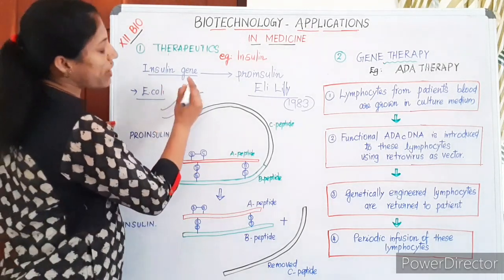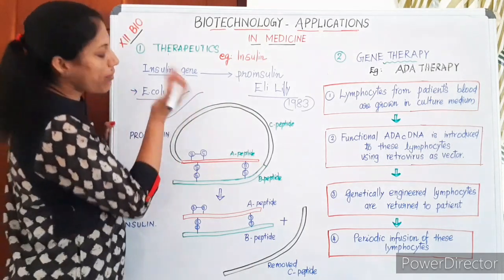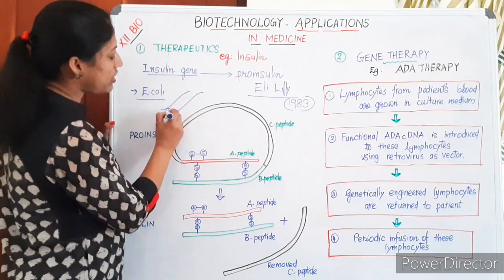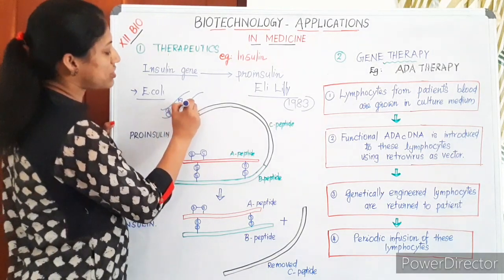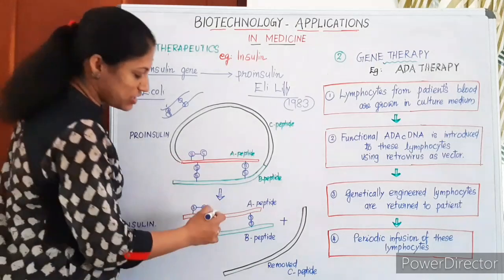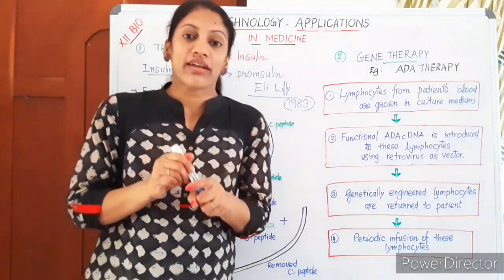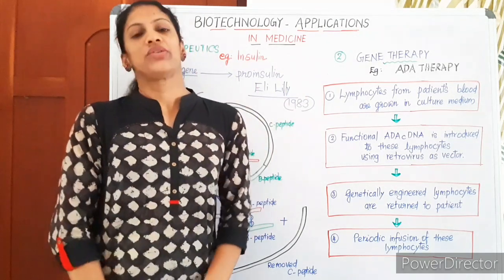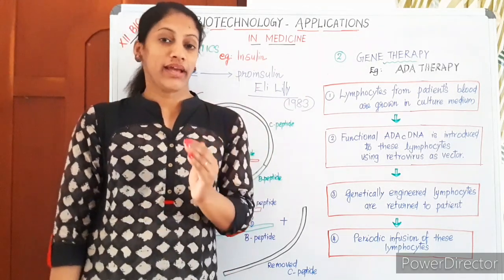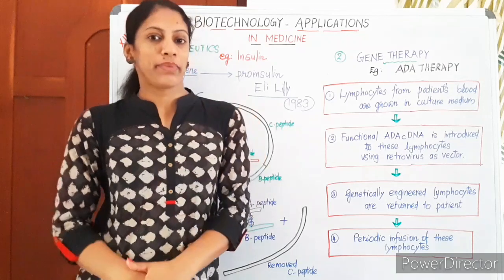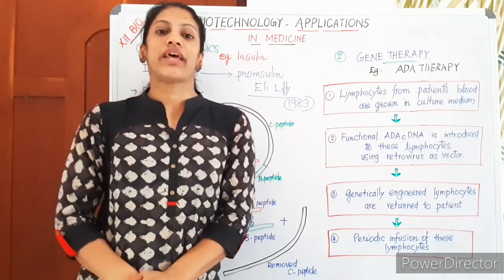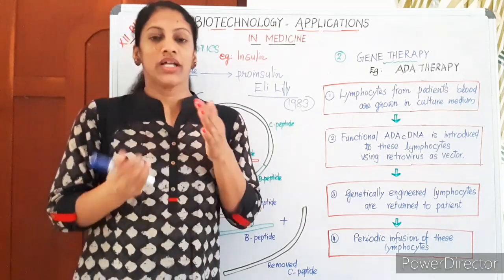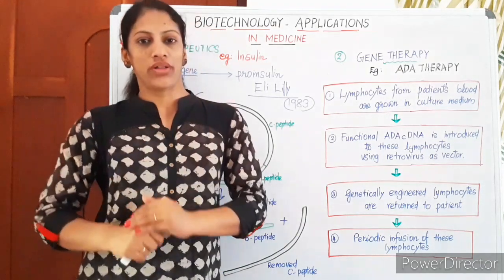Then, they obtained a number of A peptides and a number of B peptides, and artificially joined them by disulfide bonds. These two peptides were joined artificially by disulfide bonds to produce insulin. It was a success in 1983 for this company. So this is about the production of genetically engineered insulin, the problem faced and how it was solved.